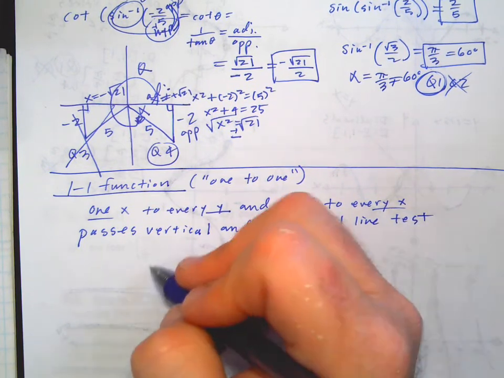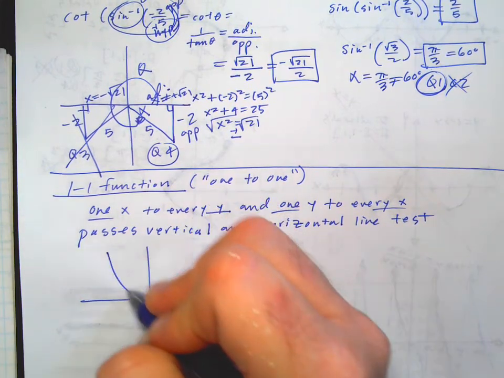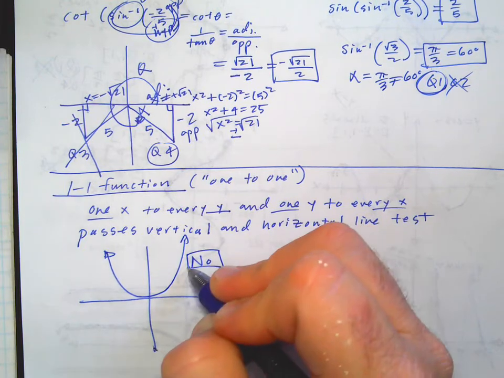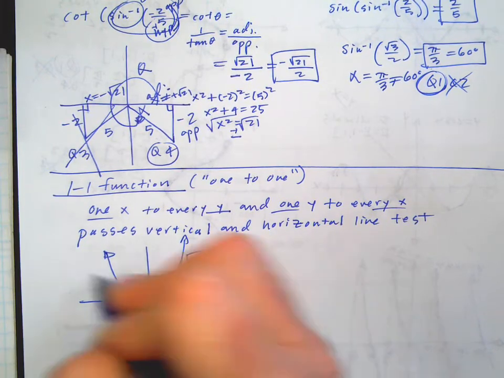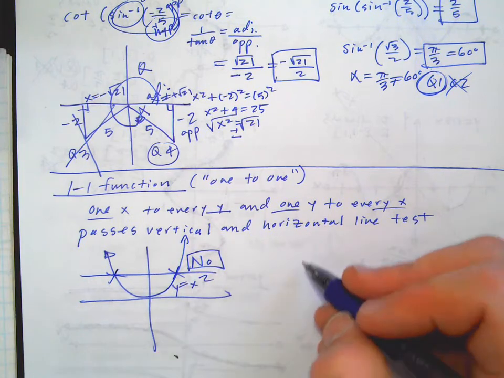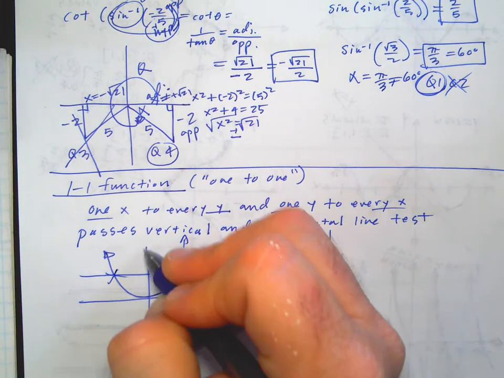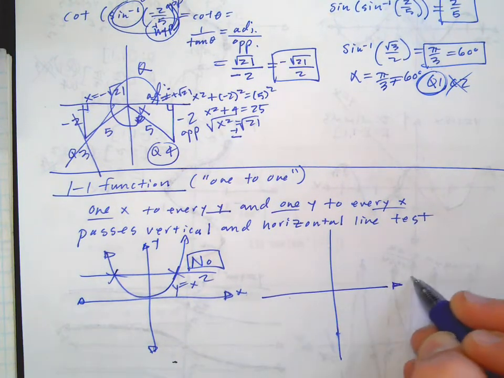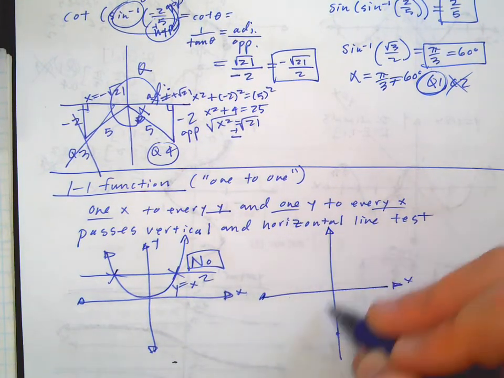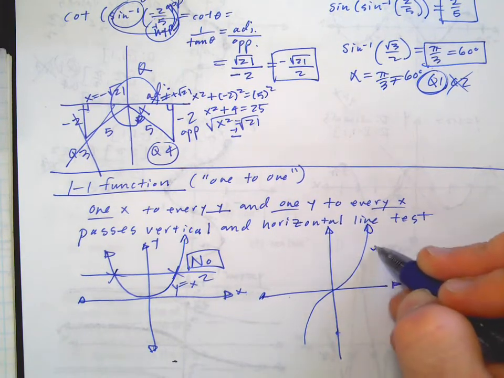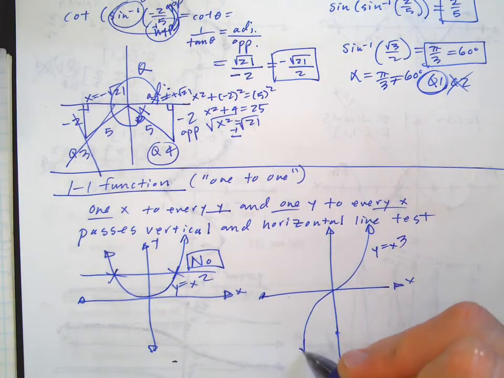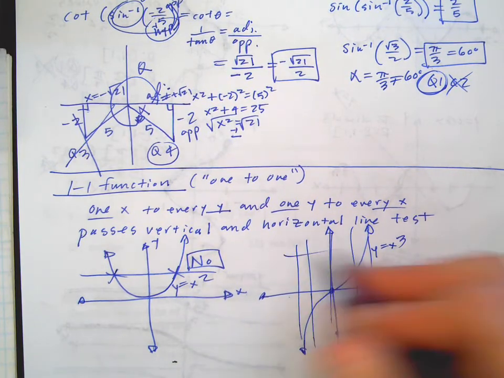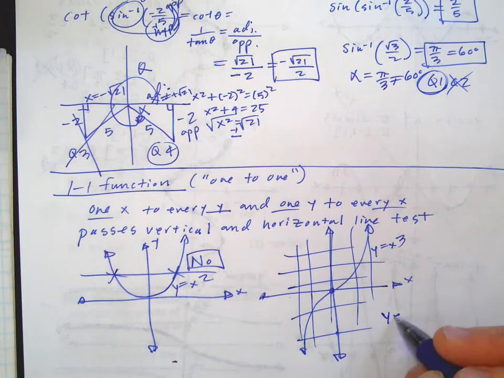So here's a couple examples here. So you could have something like a parabola. This is not 1-to-1, okay, because it fails a horizontal line test. But another example is a cubic. Kind of looks like that. And that is a 1-to-1 function because it passes vertical line test anywhere. It passes horizontal line test anywhere. So the answer is yes, that is 1-to-1.